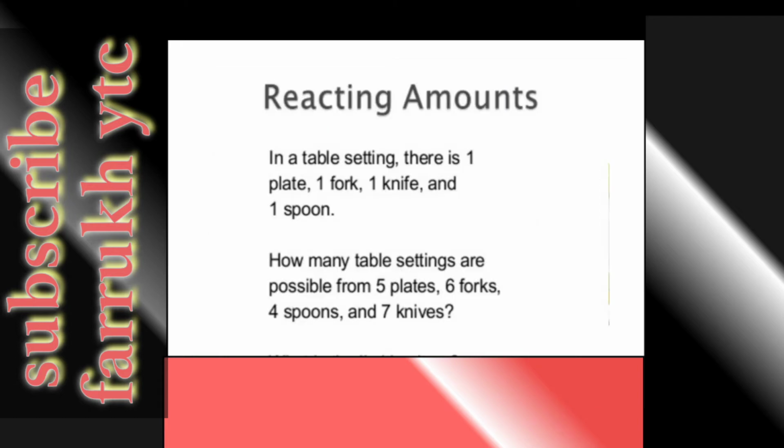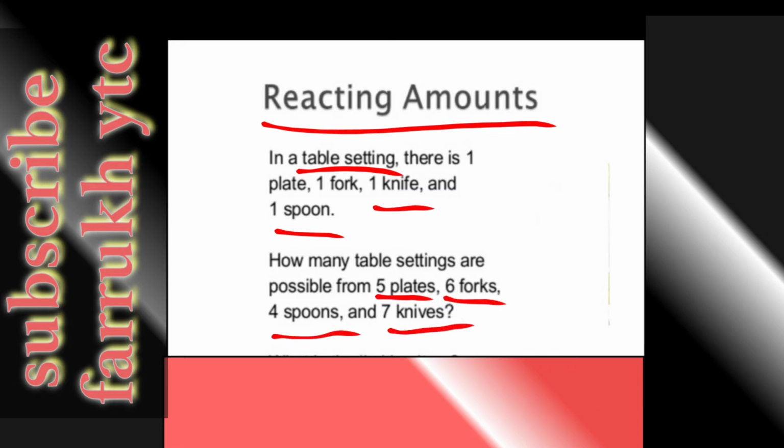Moving toward next, the next point is reacting amount. We can explain it with a simple example. Let's suppose we have a table setting. In each table setting, there are four things: plate, fork, knife, and spoon. Each table setting has one of each, meaning one plate, one fork, one knife, and one spoon. So my question is, how many table settings are possible for 5 plates, 6 forks, 4 spoons, and 7 knives?